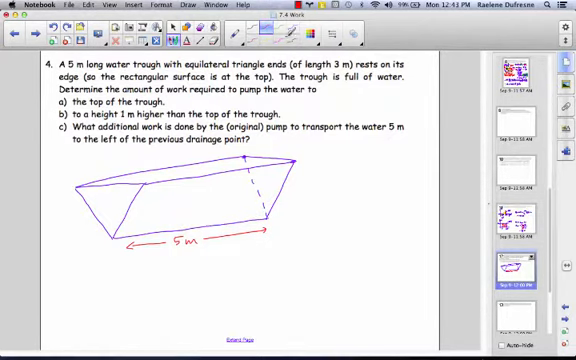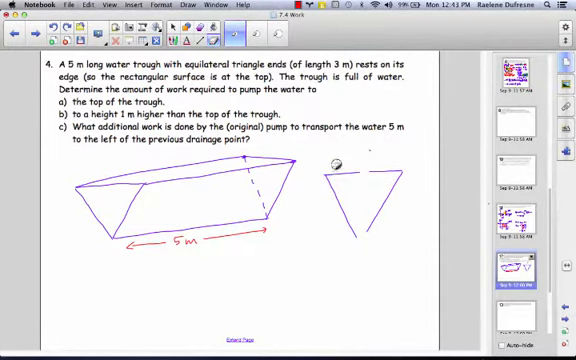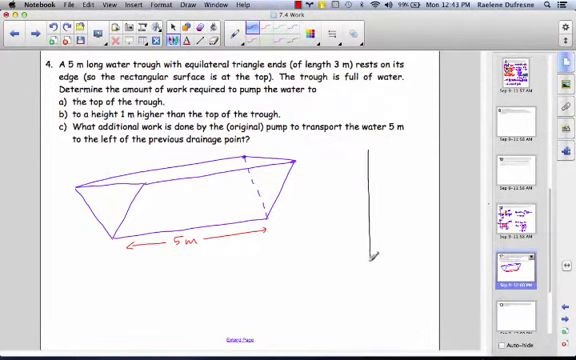So we're going to focus on the end of the trough, which is an equilateral triangle, and we are going to make a coordinate system through that equilateral triangle. There are lots of options, but I'm going to put the origin at the bottom of the triangle. So I'm actually going to draw the coordinate system first and put this point at the origin.